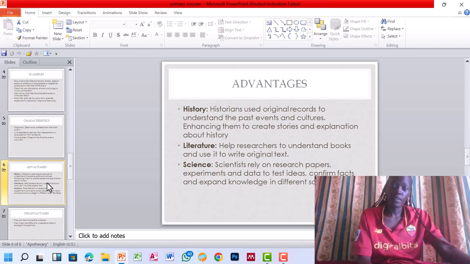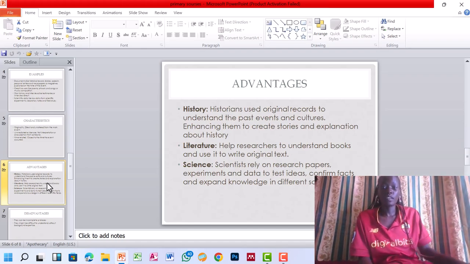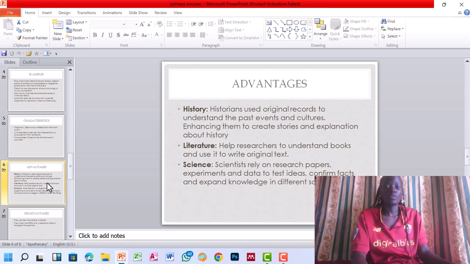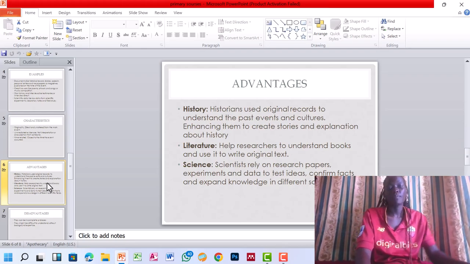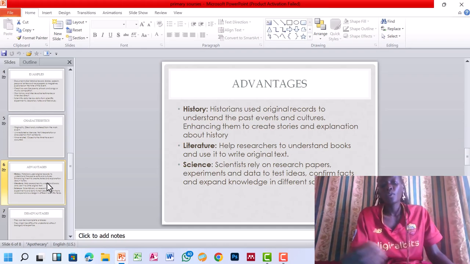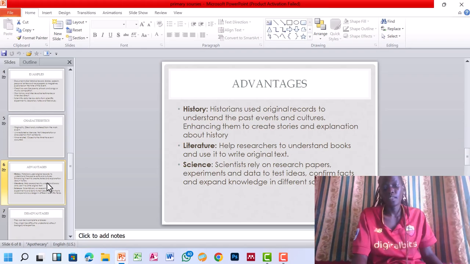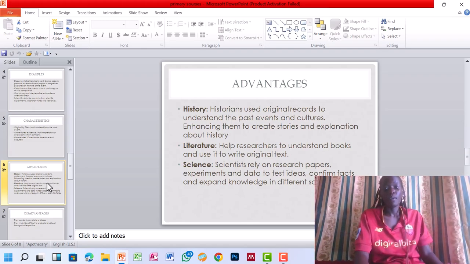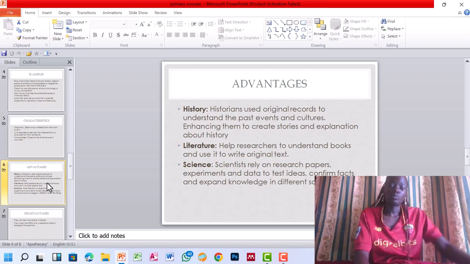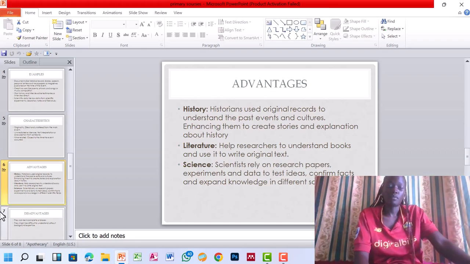Among the advantages, we have history, where historians use original records to understand past events and cultures, enabling them to create stories and explanations about history. We also have literature. Here it helps researchers to understand books and use them to write original texts. And under science, we have scientists who rely on research papers, experiments, and data to test ideas, confirm facts, and expand knowledge in different scientific fields.